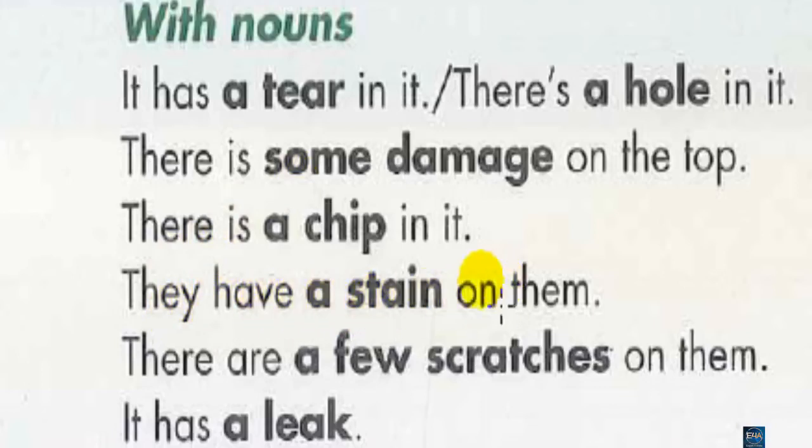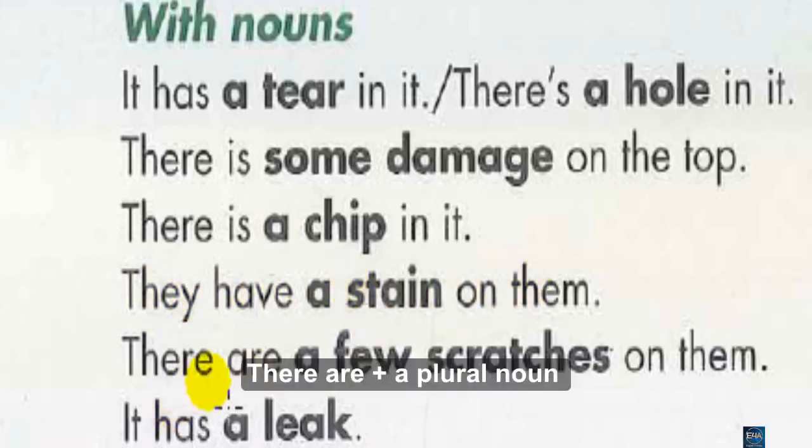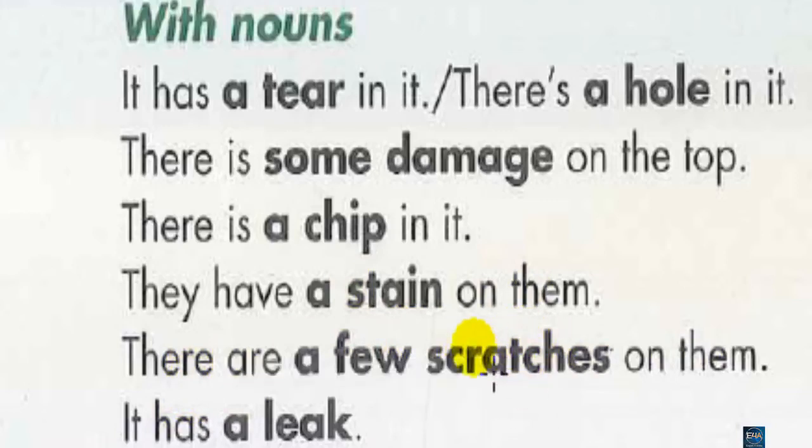But if we talk about plural, two, three, four, they have a stain on them. Of course, my pants, trousers, are plural in English. There are a few scratches in them. Sunglasses, glasses, are plural. Not one scratch, a lot of scratches. So there are a few scratches in them. They have a stain on them. So for the plural, we say there are, they have, plus a plural noun. Scratches.